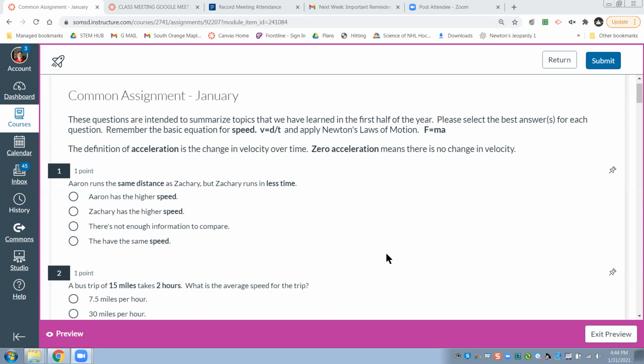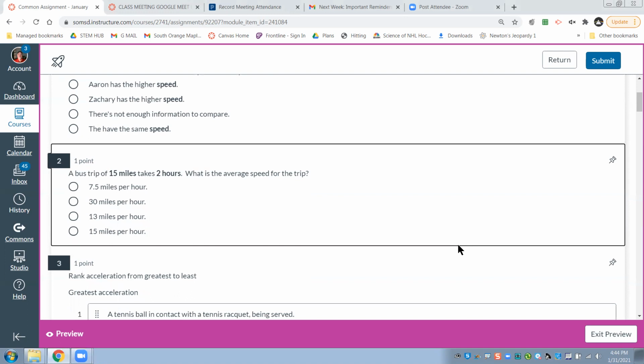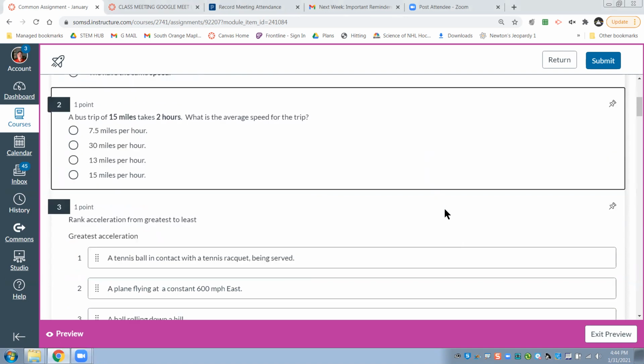Number 2, a bus trip of 15 miles takes 2 hours. What's the average speed? Well, speed is distance divided by time.